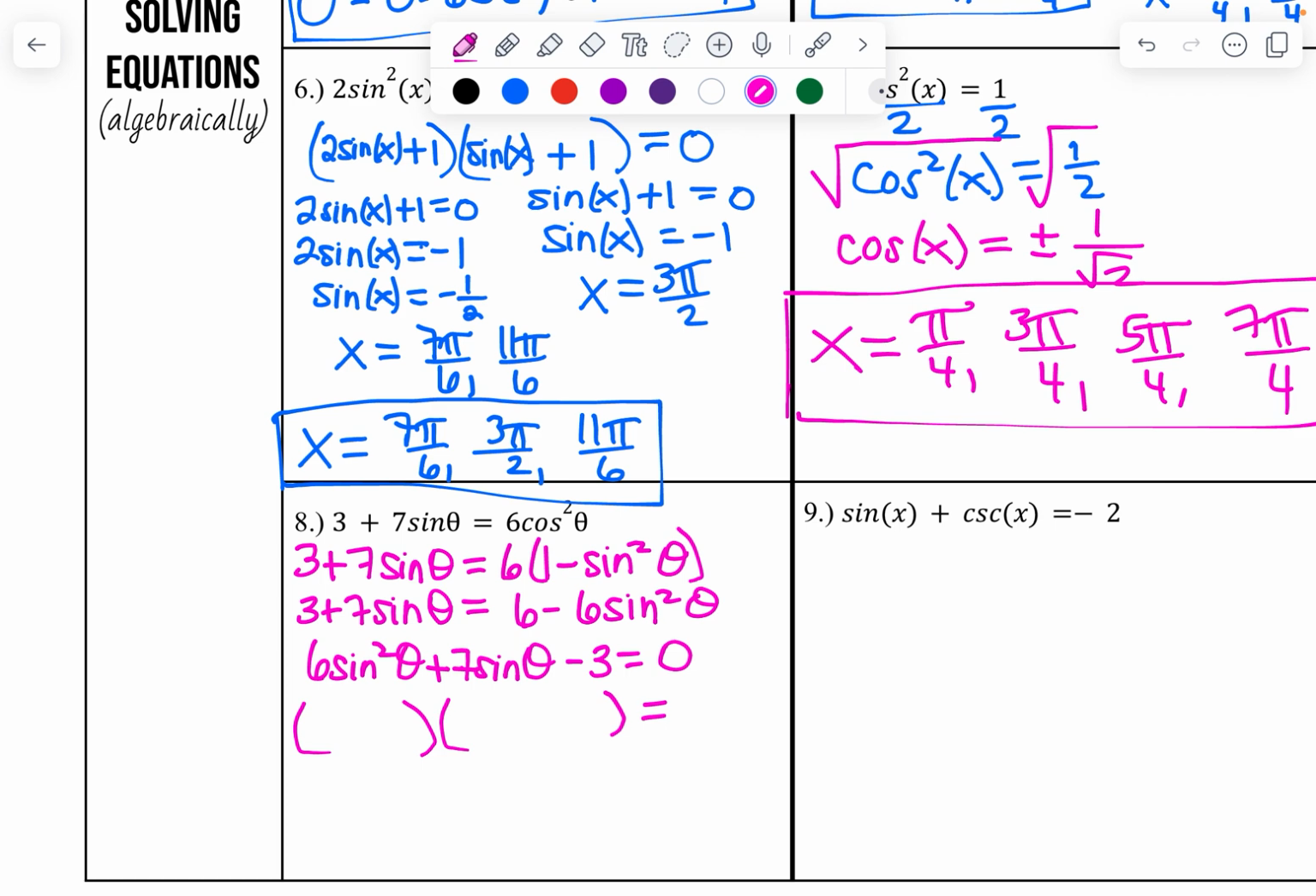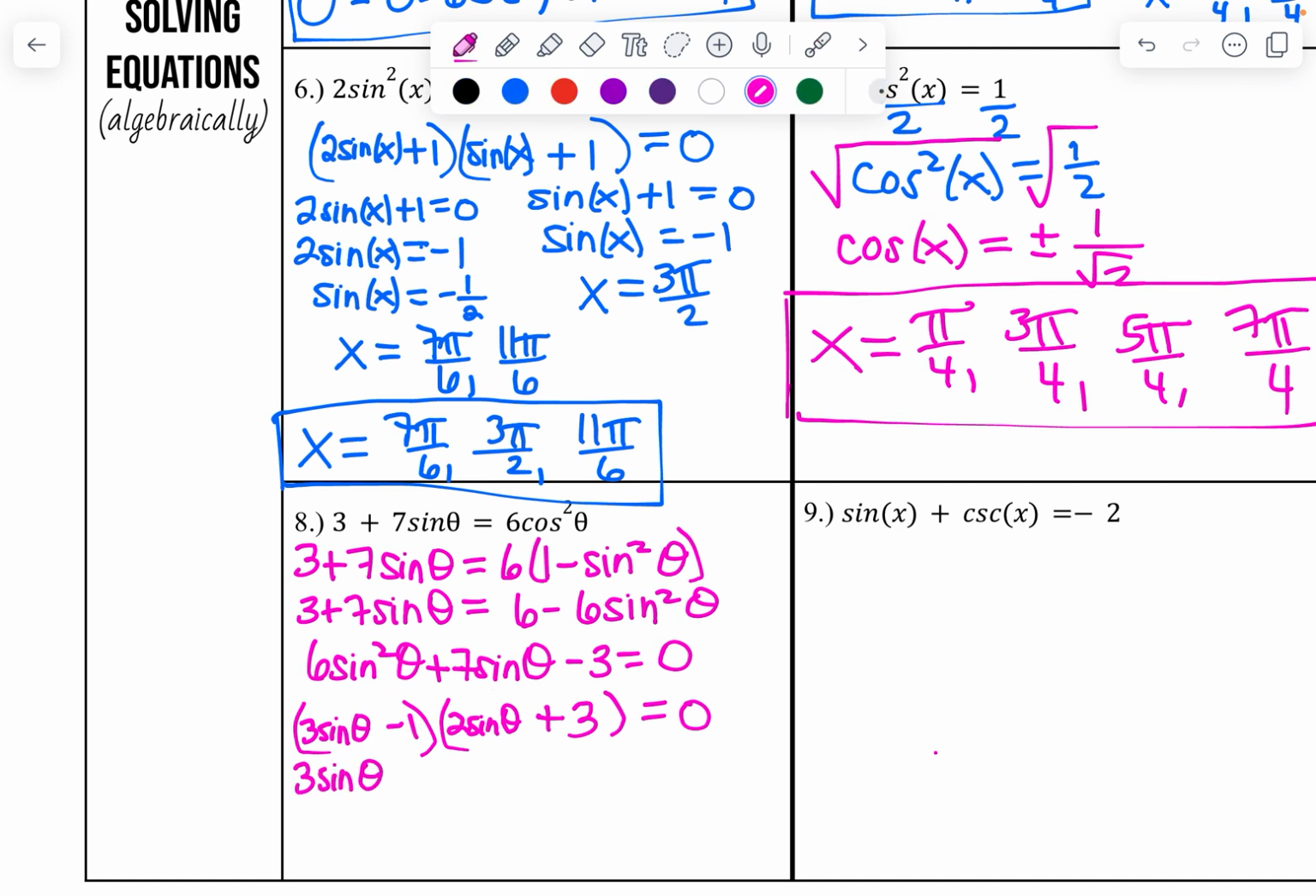So now we're going to factor. So 6, probably 3 and 2. So I'm going to try 3 sine of theta and 2 sine of theta. I know it's 3 and 1. I just got to think about where to put them, what I want them to multiply by. So to get 7, if I could get 9 minus 2, that would work. So if I put 3 here, so that I have 9 sine of theta. And then if I put -1 right here, I'll get -2 sine of theta. So 6 sine squared of theta, 9 sine of theta minus 2 sine of theta is 7 sine of theta, and then -3.